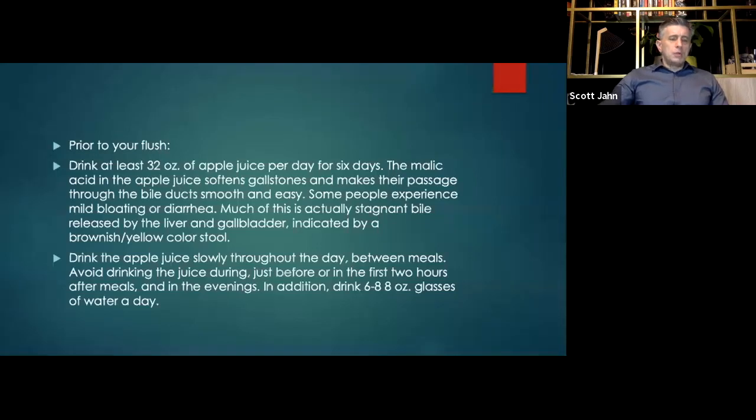Okay, what you're going to do for the 5 days is drink about 32 ounces of apple juice a day for 5 or 6 days. Now, apple juice has something called malic acid in it. That malic acid tends to soften gallstones, right? Because as these gallstones come out, we don't want to get them stuck in our pathways, right? So we want to make them soft, and that's what the apple juice will do.